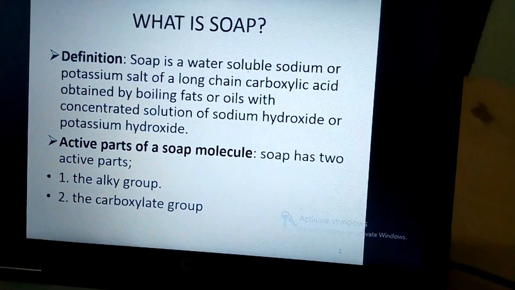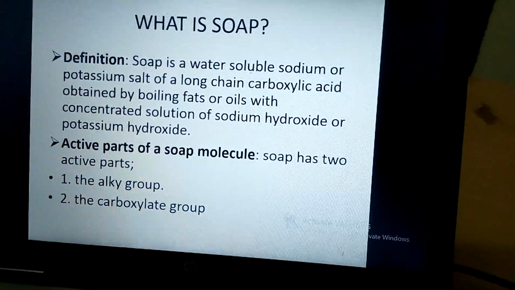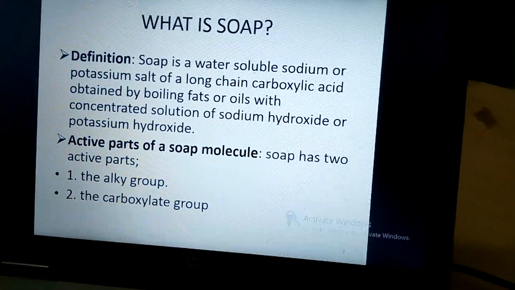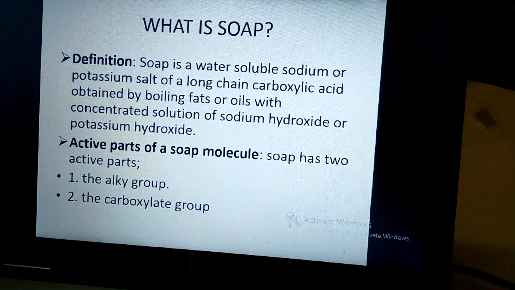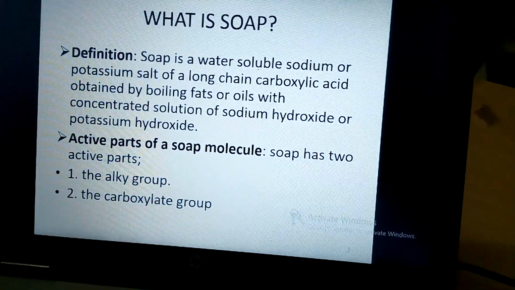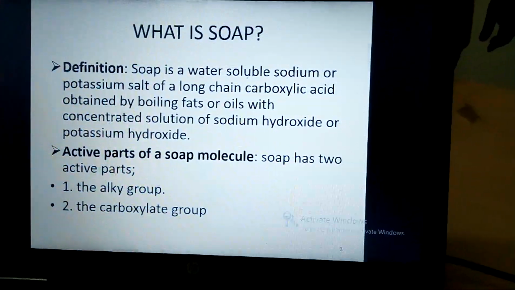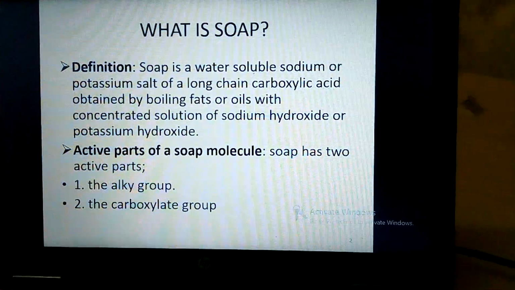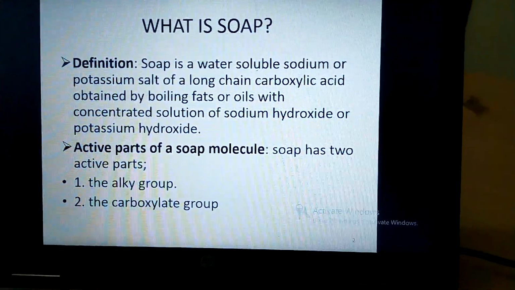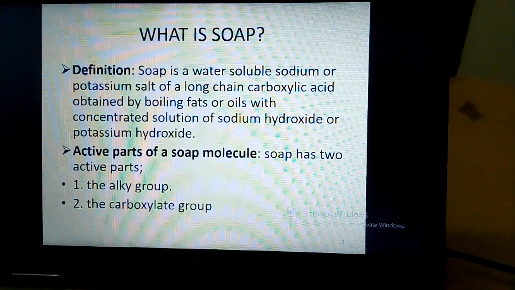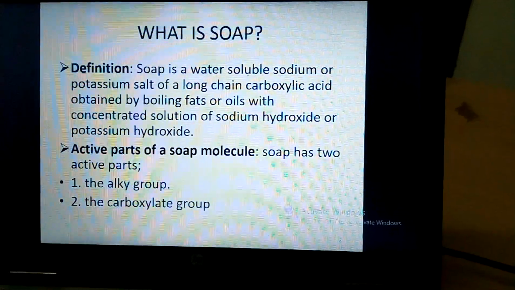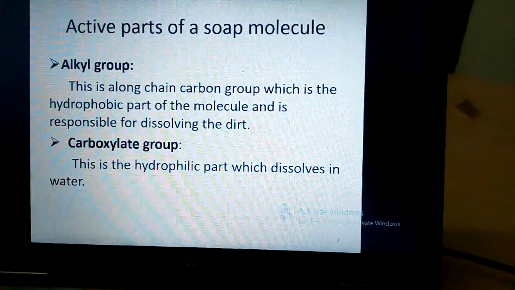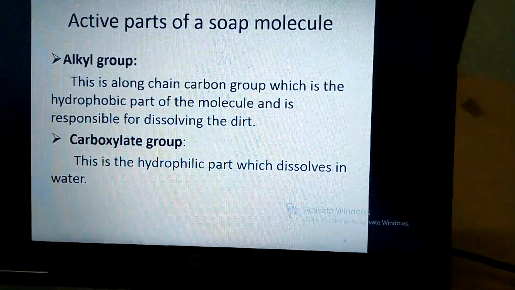We look at the components of a soap molecule. A soap molecule has two important parts which are responsible for its actions. The first part is the alkyl group, and the second part is the carboxylate group. Those are the two parts of a soap molecule that are responsible for its cleaning action.